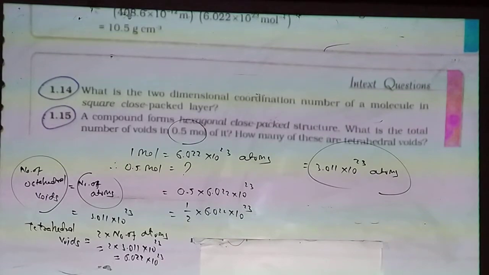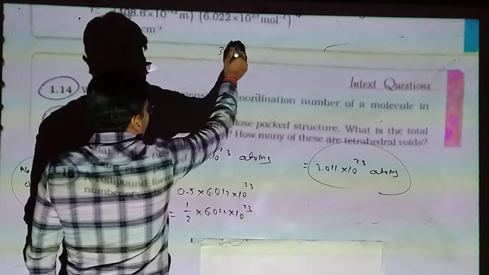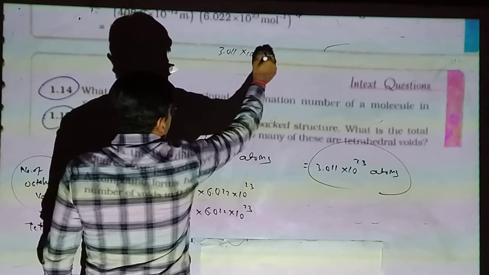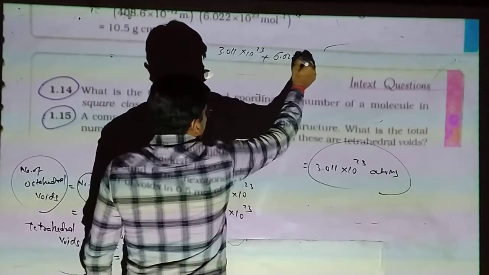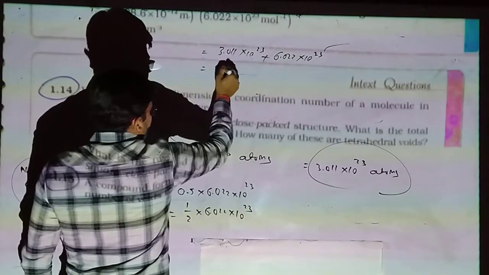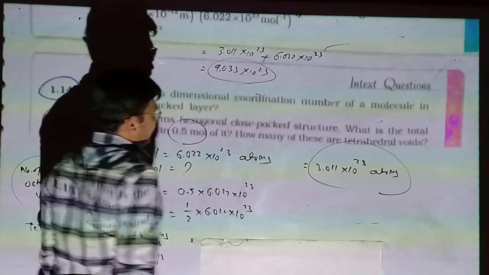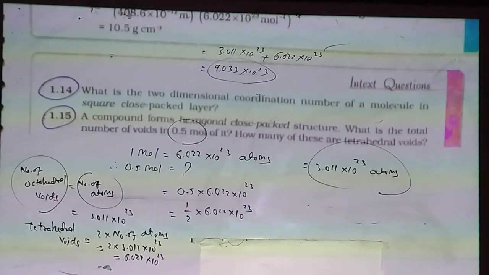So the total number of voids, total voids, is 3.011 into 10 raised to 23 plus 6.022 into 10 raised to 23. So 9.033 into 10 raised to 23 voids in total.